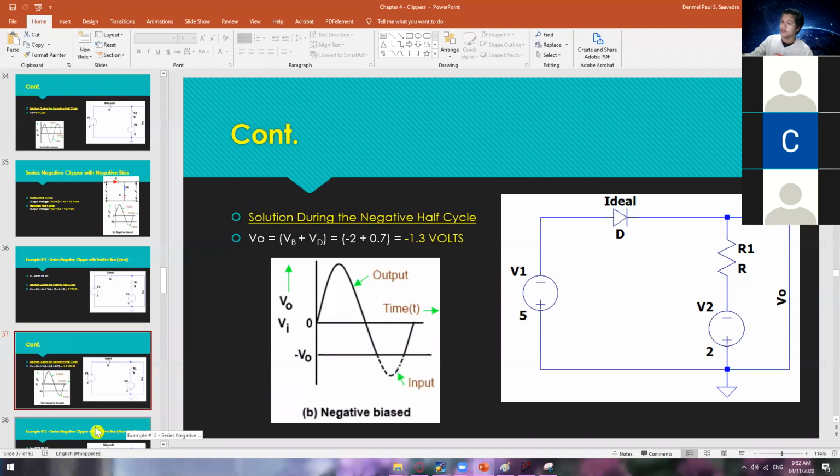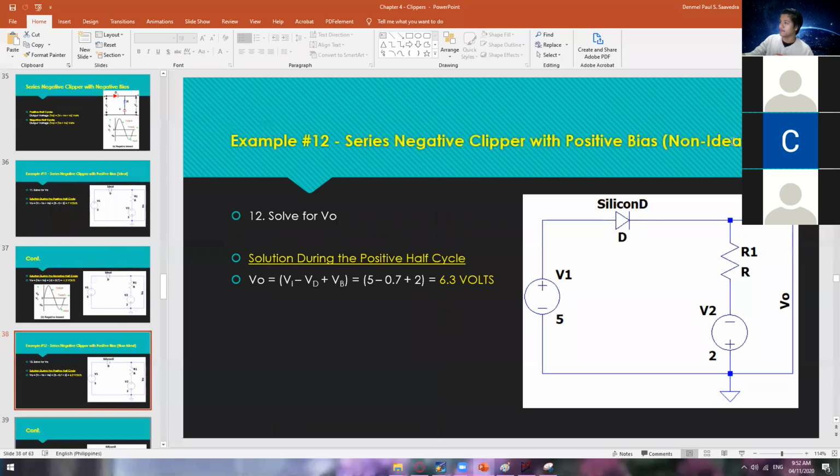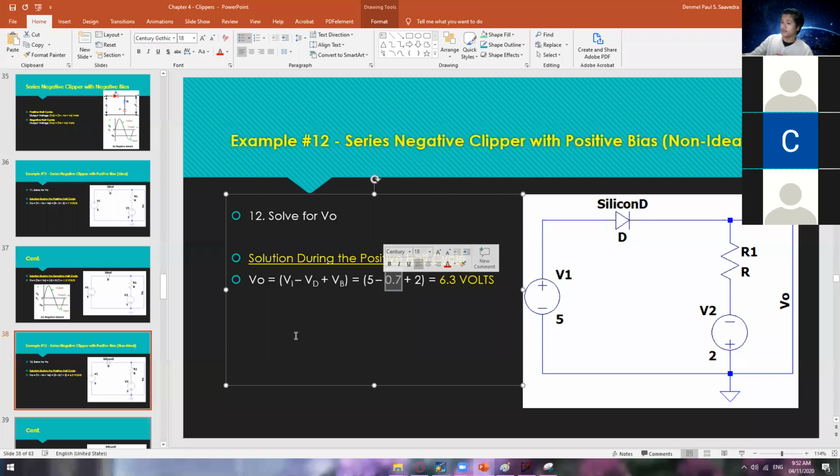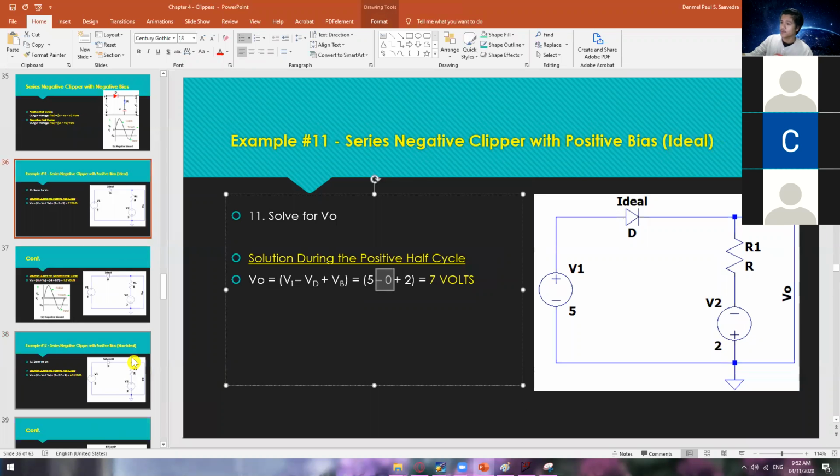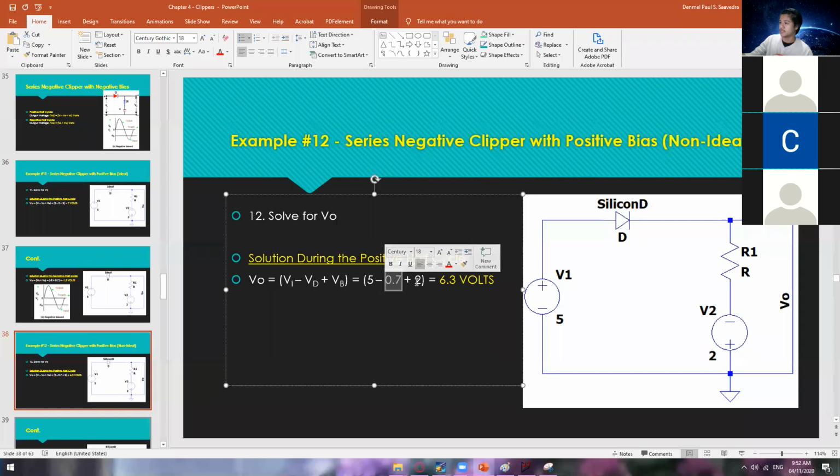Okay, so moving on, if we have ideal, we also have non-ideal. The same example, example number 11, it's just that we now have to consider the threshold voltage of our silicon. So I will skip the explanation now. You just have to change this one into 0.7. Before it's 0, and right now you have to make it 0.7 because it's now a silicon diode. So 5 minus 0.7 plus 2. Just do the math, then you will get 6.3 volts.